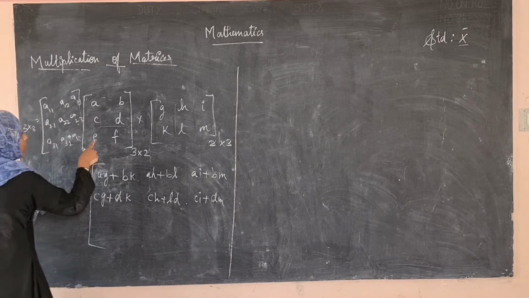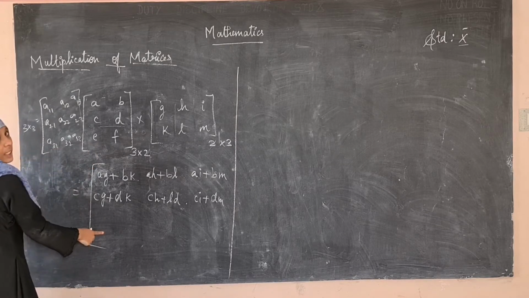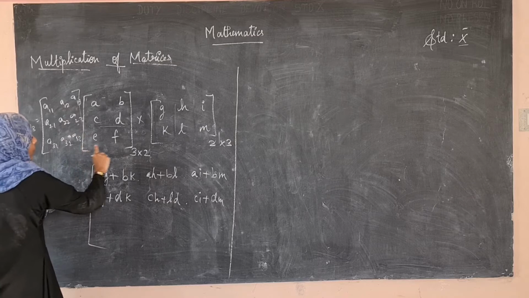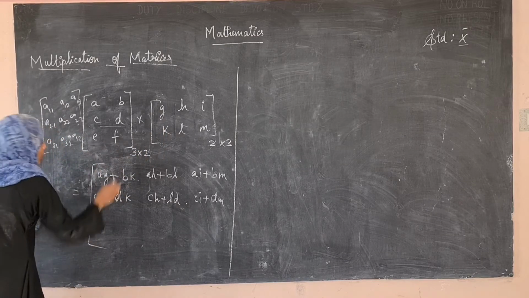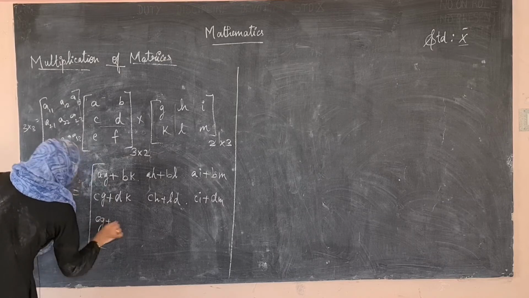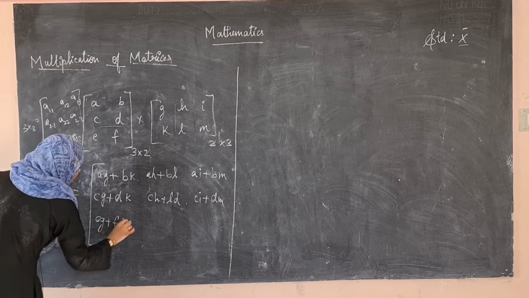And again this one, A31, right? This one is A31, that is third row, first column. Third row of the first matrix and first column of the second matrix: E into G plus F into K.